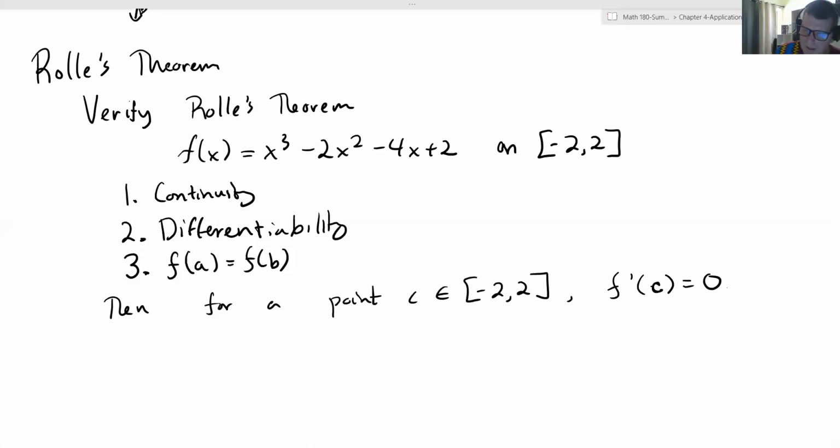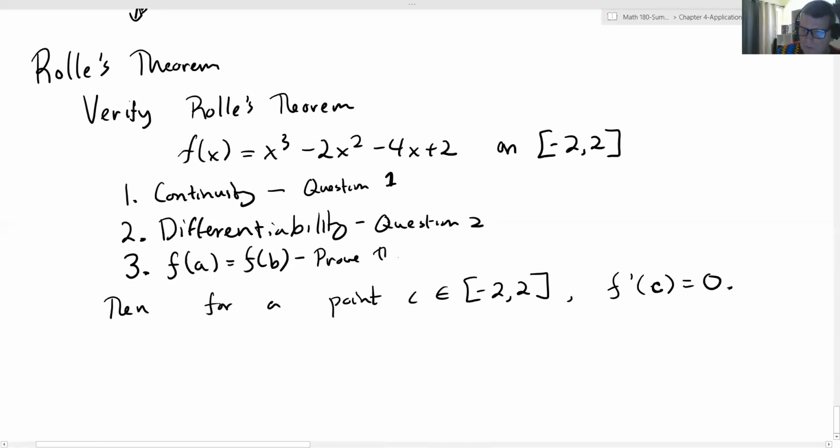All right, so now all I need to do, I've got continuity. I did that in question 1. We proved that one already. Differentiability, did that one already for question 2. Now f of a equals f of b, we just need to prove this. Guess how you're going to do that?